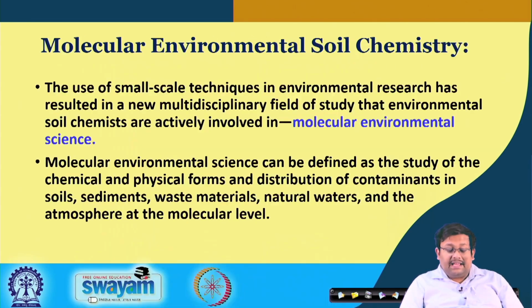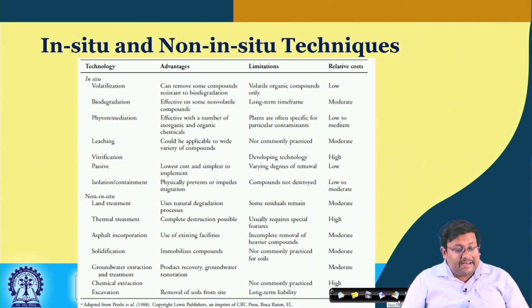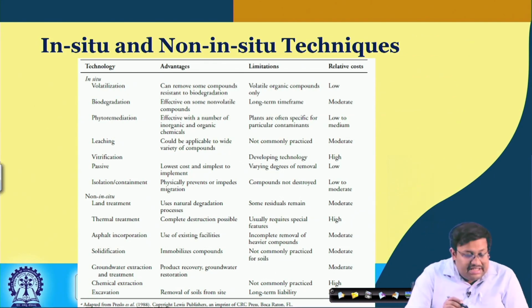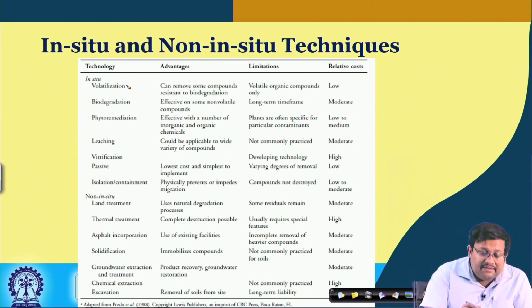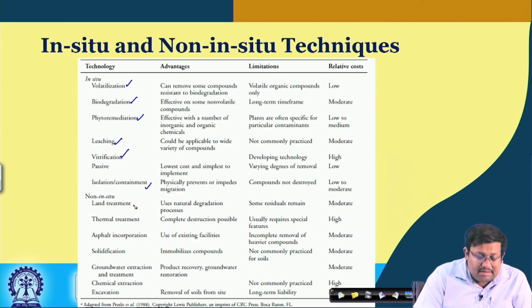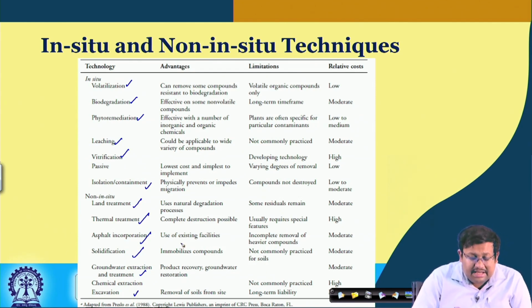If you can see here, again we have discussed all this, but let us see again. Here you can see in the in situ methods we have discussed volatilization, biodegradation, phytoremediation, leaching, vitrification, and in the passive we have talked about isolation or containment, and in case of non in situ we talked about land treatment, thermal treatment, asphalt incorporation, solidification. Sometimes groundwater extraction and treatment is also there, and chemical extraction is also there.